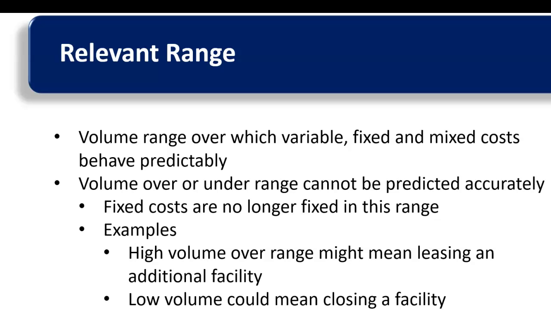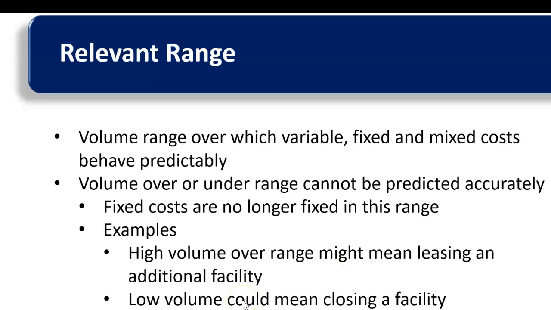For example, if we normally make 100 chairs a month and all of a sudden we make 1,000 chairs a month, we may be making so many more chairs, we may have such a higher volume that we may need to lease an entire new facility. In that case, if we're making 2 lease payments on 2 buildings, we don't have fixed costs anymore that are the same. We've now gone to actually increasing our fixed cost because we've gone outside of the relevant range.